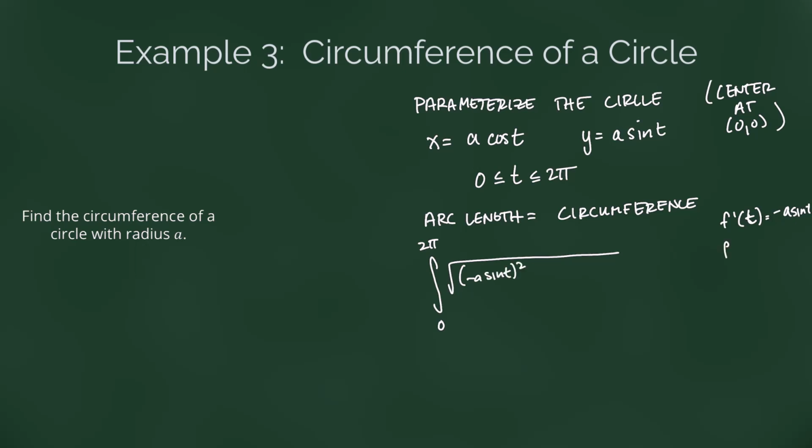And then if y is g of t, g prime of t is going to be a times the cosine of t. So in here we'll get plus a cosine of t all squared, and that's with respect to t. Just for clarity here, I'm letting x be f of t and y be g of t. I didn't make that explicit before, but I have now.